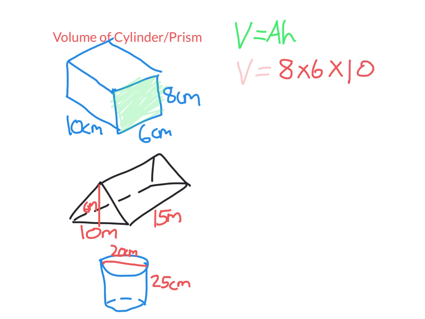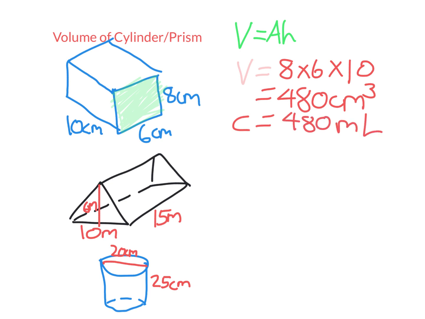When you're finding the volume of a rectangular prism, it's easy. You just multiply the 3 dimensions together. You get 480, and we're in units cubed. So this will be centimeters cubed. Remember, a centimeter cubed is a mil, so this will hold 480 milliliters of liquid.